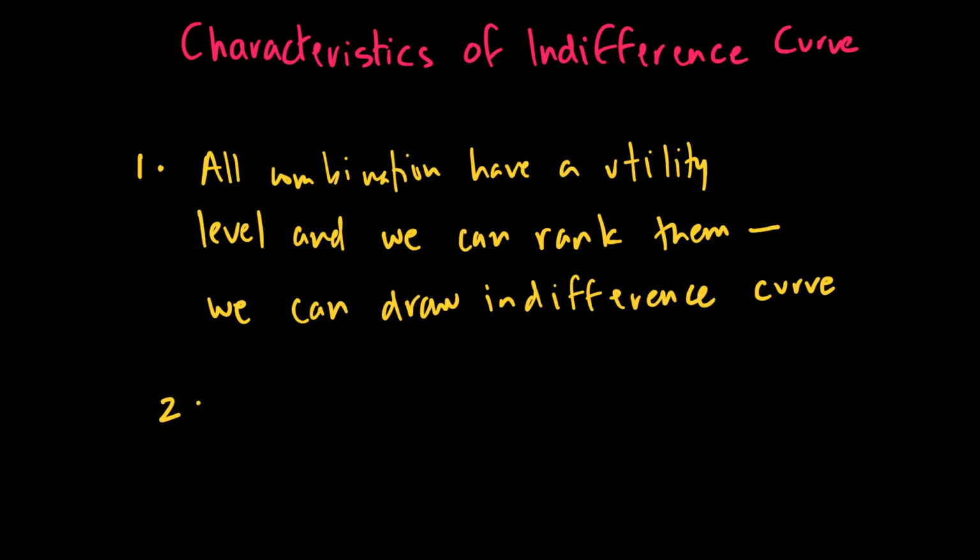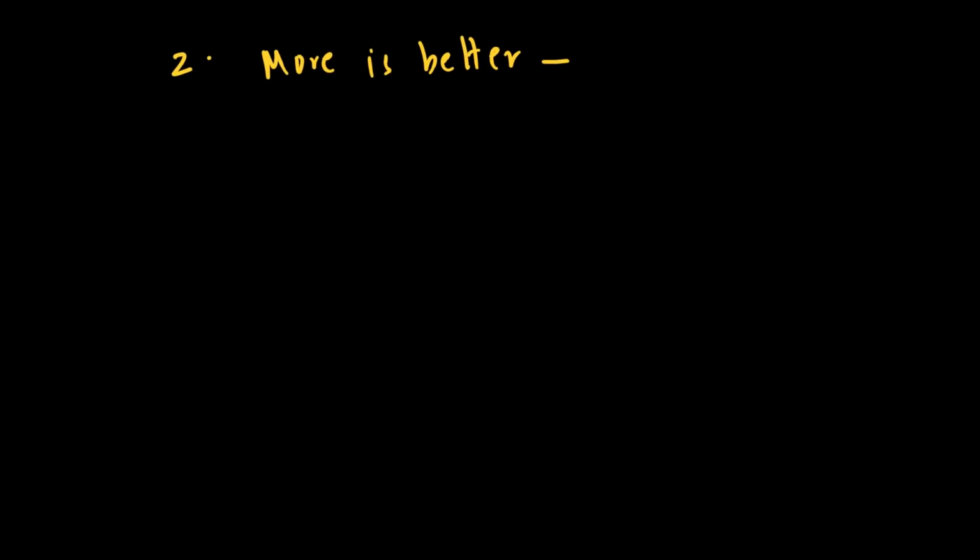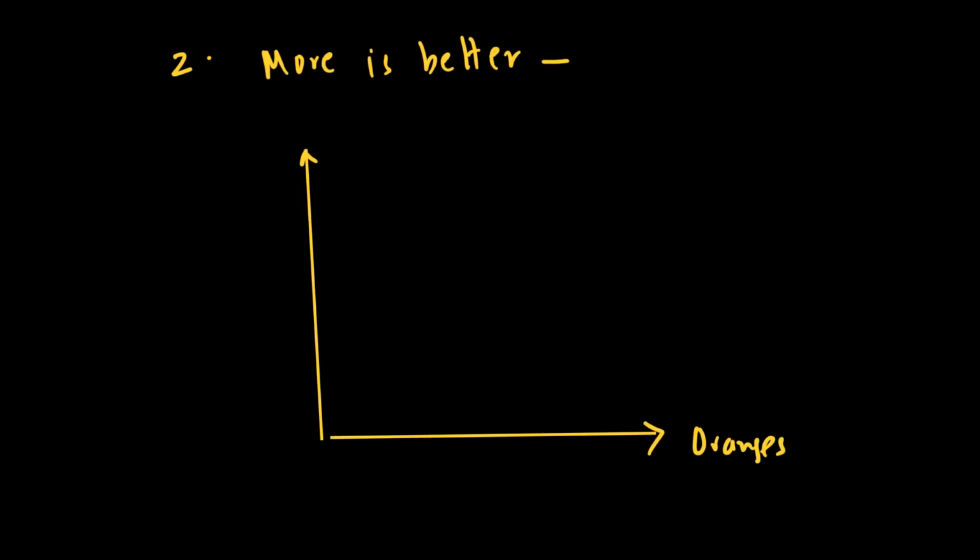The second characteristic we want to discuss is the idea that more is better. More is better means that any indifference curve that is to the right, let's say I draw a diagram here, if more is better is true, then any indifference curve to the right will result in higher utility. So let's say this is oranges on my x-axis and apples, and let's say I am right now on indifference curve I0.